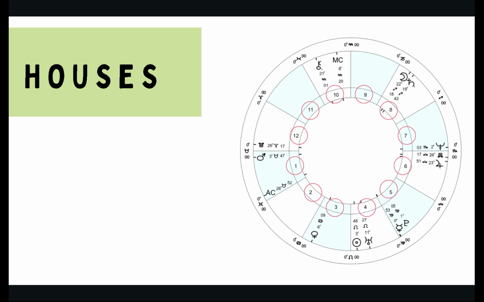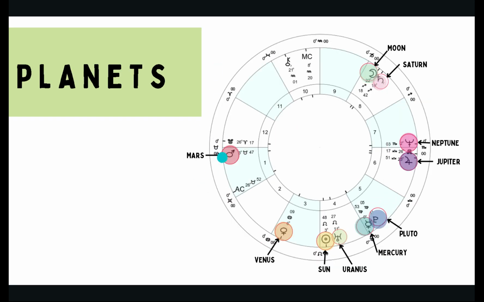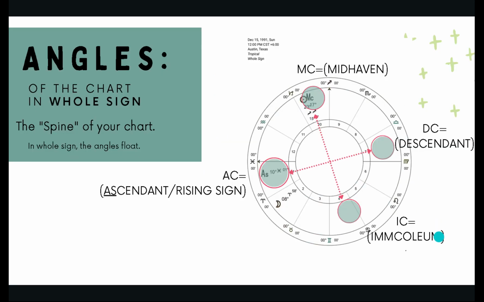So if we want to find the houses, we're just going to look inside the wheel. And right here, you can see all the numbers. These are the signs. On the outside of the wheel, you'll see these little glyphs, and those are just the zodiac signs. The planets are inside the houses, and you'll see those little glyphs. And then we've got angles. So someone will ask, your ascendant, your descendant, your midheaven, or your IC. Well, how do I find those?